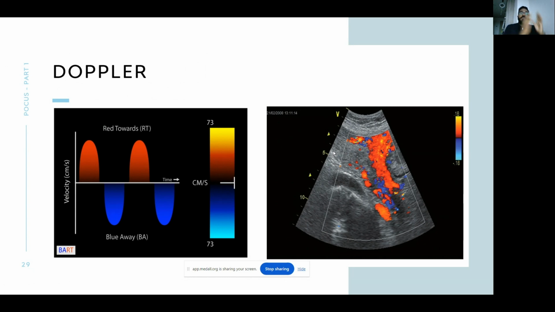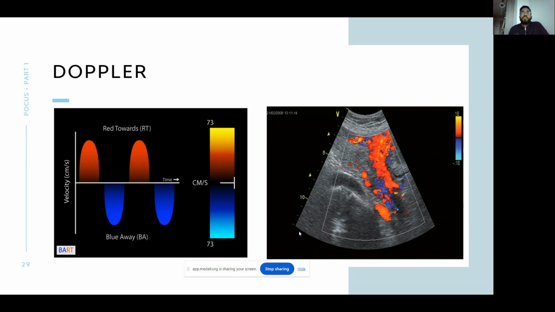So the color code is blue away and red towards. So imagine like Bart, blue away, red towards. So in this particular ultrasound image, red will be the blood flowing towards the transducer, and blue will be blood flowing away from the transducer. And this is one form of Doppler. This is a color Doppler. There is also acoustic Doppler, where you can hear sounds that will help you to understand if there is an arterial flow there, to use sounds to recognize the arterial flow.